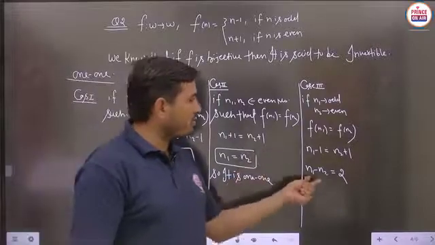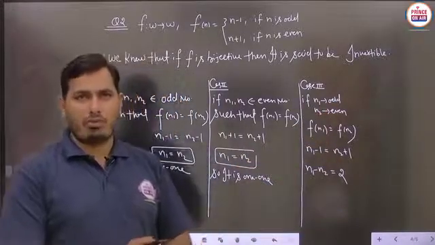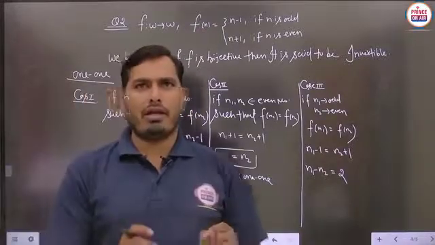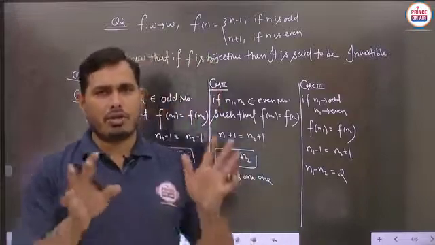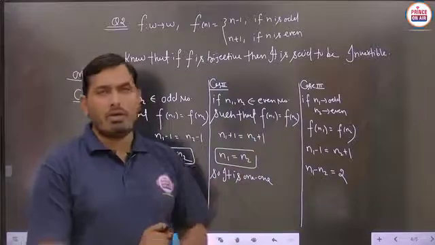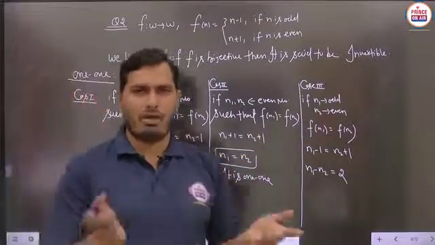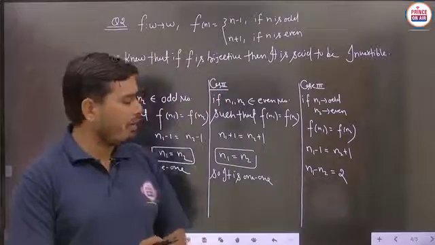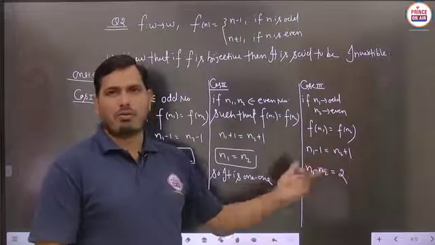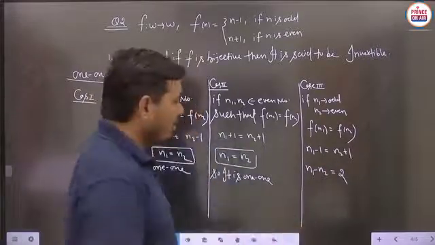But students, if any odd number is taken as n1 and any even number as n2, their difference will never be equal to 2, because you can take any odd and even number and check the difference. Suppose we take 5 as the value of n1 and 4 as the value of n2, because 5 is an odd number and 4 is an even number. So basically 5 minus 4 is 1, not equal to 2. So there should be no such n1 and n2, which means it is not possible.